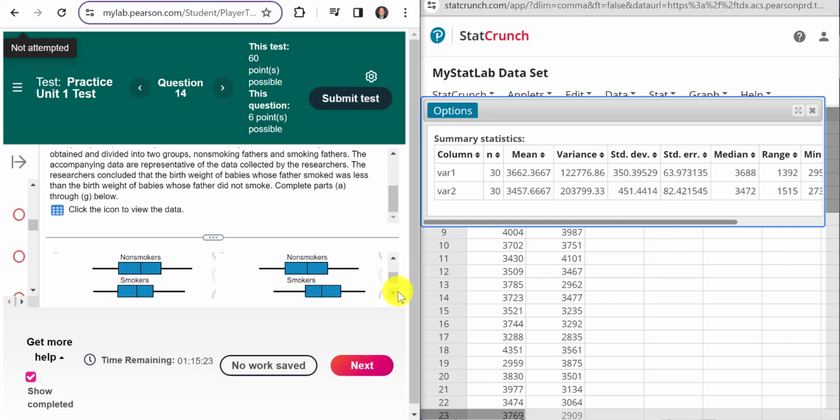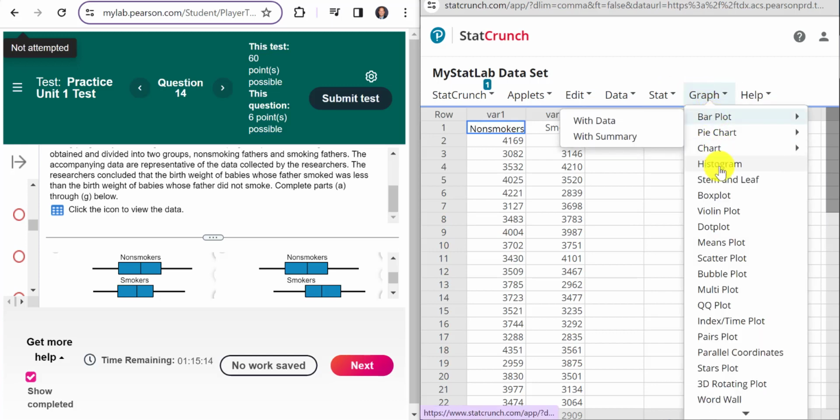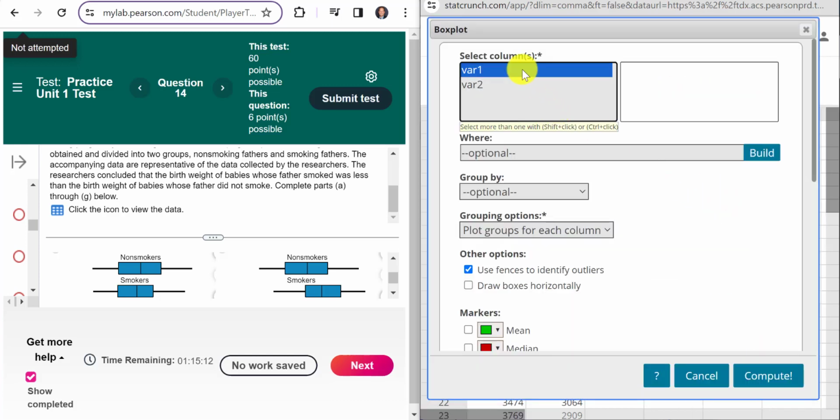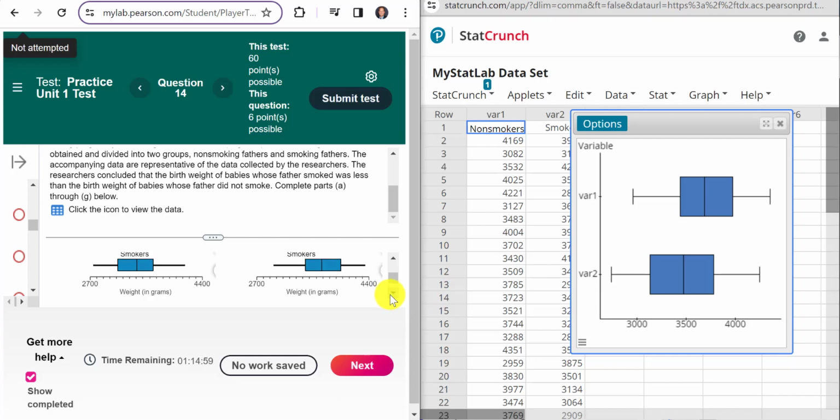And then the side by side box plot. Let's try that. I don't know if StatCrunch will do that. We'll find out. Graph. Let's see here. Box plot. Boom. And boom. And let's do it horizontally and compute. There it is. Yeah, that'll do it. All right, so then you can see which one matches. Looks like, there we go.